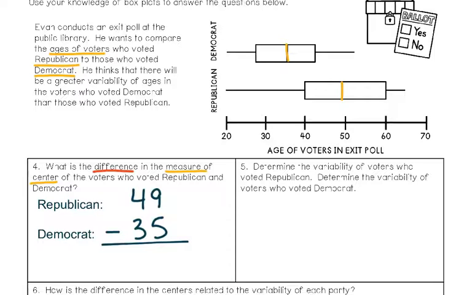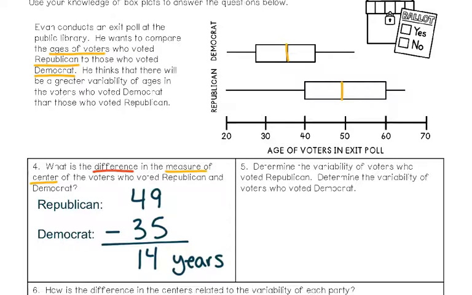You should recall that difference means to subtract. When we're looking at the difference between two things, we're subtracting them to find out their difference. So go ahead and find the difference between these two and then press play when you're ready to check. You should realize there's approximately a 14-year difference in the measure of center between the Republican and Democrat voters.